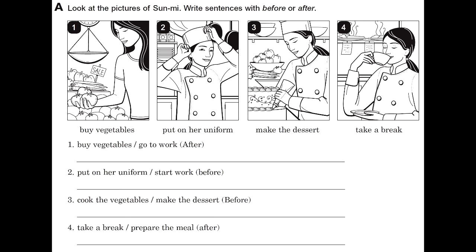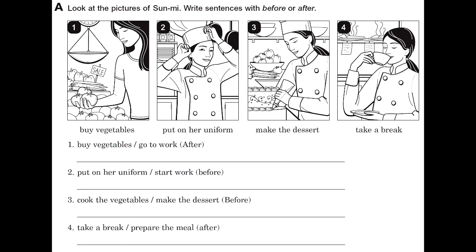Okay, so let's check your sentences. Number 1, you can see that after begins with a capital letter. That means it should be at the beginning of the sentence. So we can say, after Sunmi buys vegetables, she goes to work. After Sunmi buys vegetables, she goes to work. And then number 2, Sunmi puts on her uniform before she starts work. Sunmi puts on her uniform before she starts work.